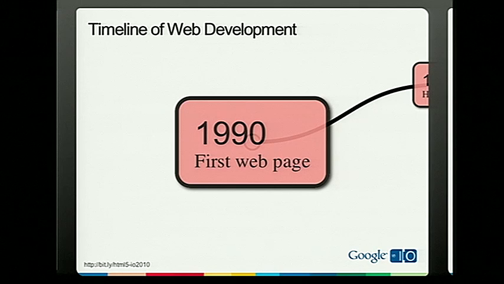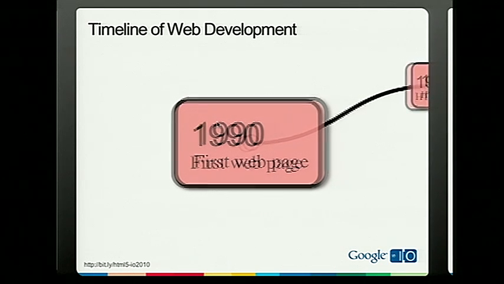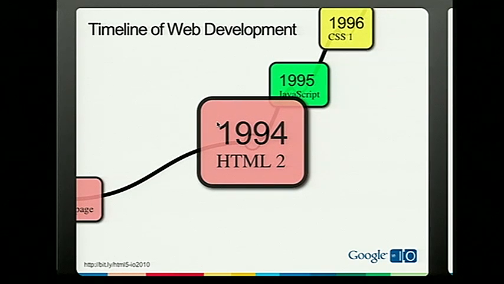So let's go back in time and look at some major milestones in web development. It all started in 1990. The first web page was created, and HTML1 was born. By 1994, the first web browser and HTML2 appeared on the scene. The web revolution has started.